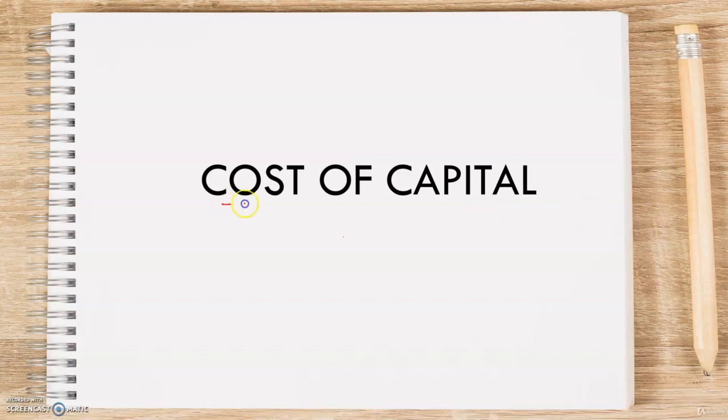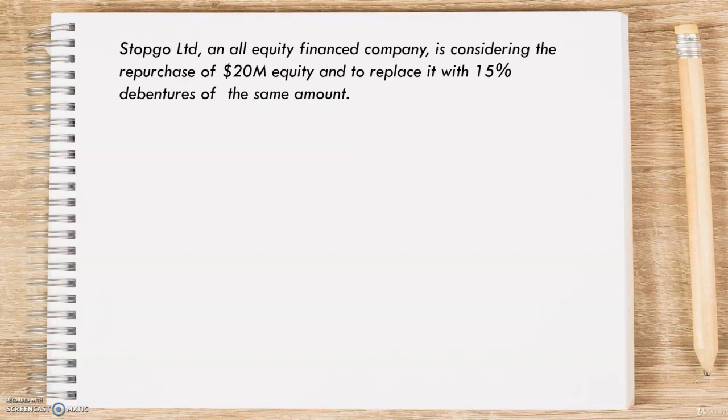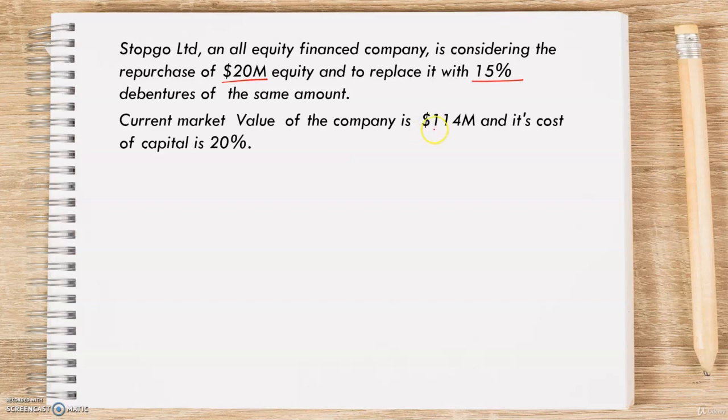Let's take this case study to understand cost of capital computation. Stopgo Limited, an all-equity financed company, is considering repurchase of $20 million equity and to replace it with 15% debentures of the same amount. Current market value of the company is $114 million and its cost of capital is 20%. So remember this, it's an all-equity financed company.